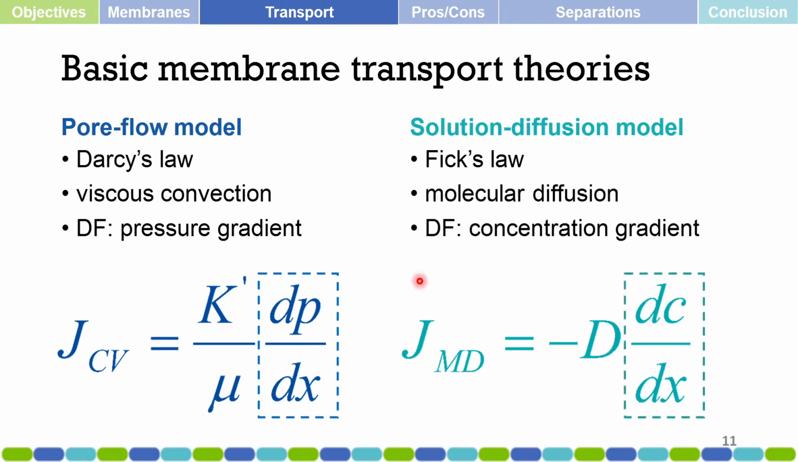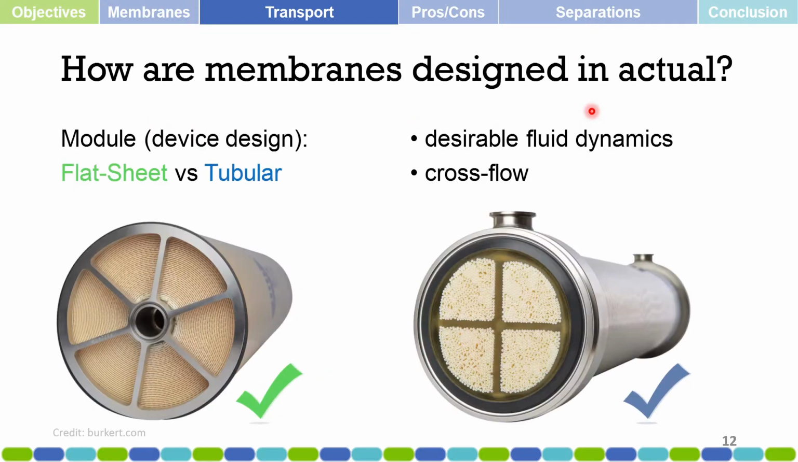As we look into the driving force that is considered in each model, for the pore-flow model, the driving force that we consider is actually the pressure gradient. Whereas for the solution diffusion model, it is the concentration gradient. So these models are a very good way to understand what actually happens in the membrane process. These are the basic membrane transport theories that we are discussing in order to understand the transport phenomena for the membrane process. Now we are moving to how they look like in actual.